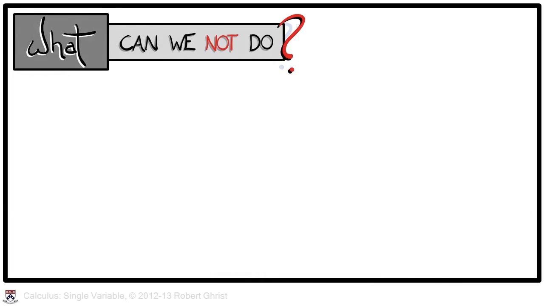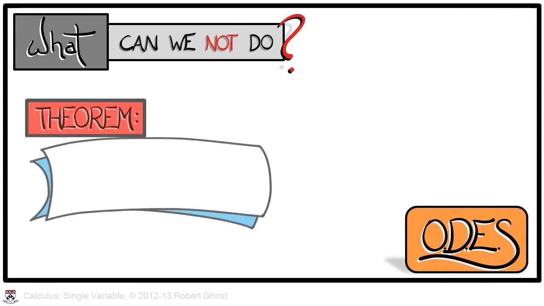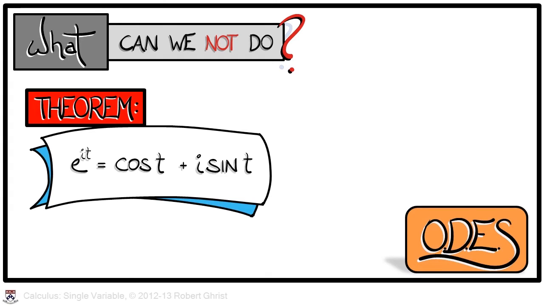Let's turn to a different problem that we can almost do. This one comes from ordinary differential equations. Recall the result with which we began this course, namely Euler's theorem that e to the it equals cosine t plus i times sine of t. Now, we took this as a given. We didn't prove it. How might you give a proof of something like this?